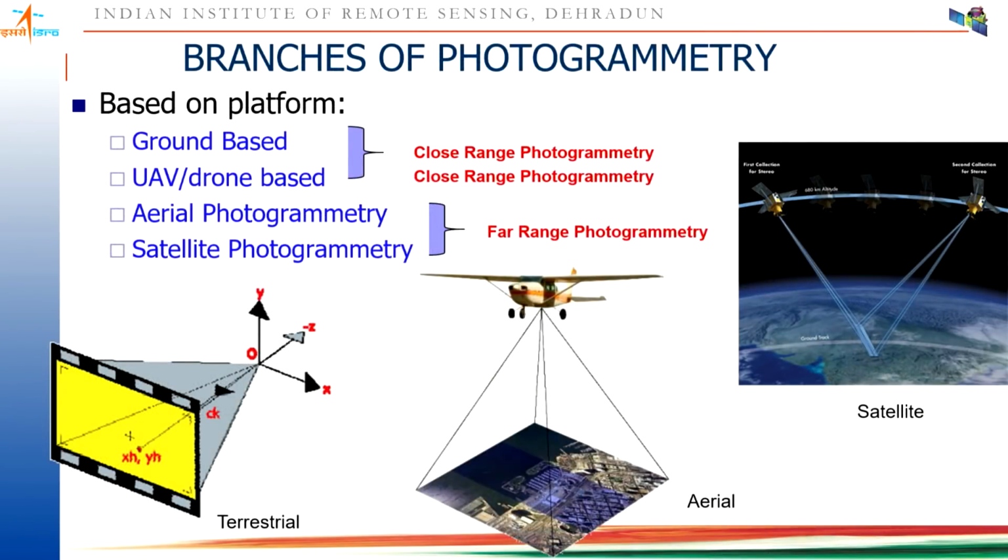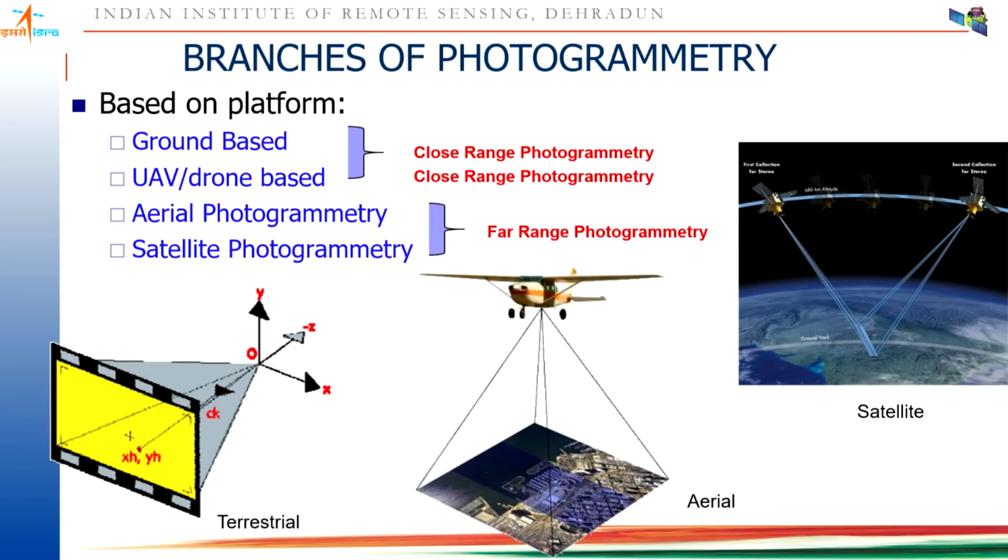Now, based on where we have put our sensor to capture the photographs, there can be different types of photogrammetry. You can place the camera on the ground, meaning very near to the ground. You can hold the camera in your hand. That becomes terrestrial photogrammetry. You can mount the camera on a UAV or a drone. That is the latest technique these days. That becomes drone-based or UAV-based photogrammetry. In both these ground-based and UAV-based photogrammetry, the object-to-camera distance is very small.